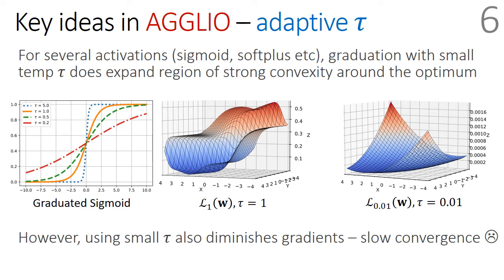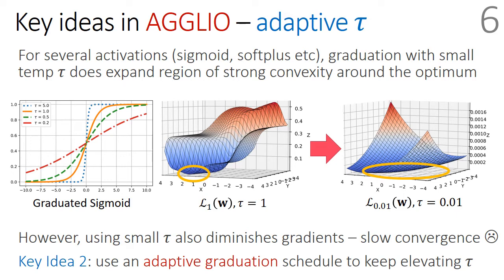The current slide illustrates, for several activations like sigmoid, softplus, etc., how small values of temperature tau expand the region of strong convexity around the optima. The diagram on the left shows how sigmoid, which has a sharp and steep slope for large tau, becomes flatter and smoother as tau becomes smaller. The image on the right shows that indeed the loss surface, otherwise non-convex, becomes strongly convex for low values of tau. But this comes at a cost of diminished gradient, which slows down the convergence.